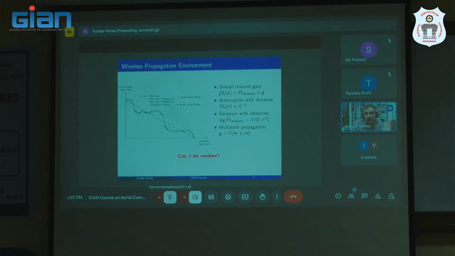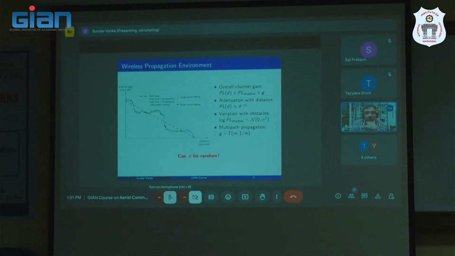So this becomes log of PL plus log of PLW shadow and log of G. Correct? That's the overall thing. If you just consider the first term, PL of D, that is essentially just the attenuation with the distance. We model that with distance to the power minus alpha, where alpha captures the environment and is called the path loss exponent. Typically alpha is 2, 2.5, 3, 3.5, and so on, depending on the amount of obstacles and reflections.